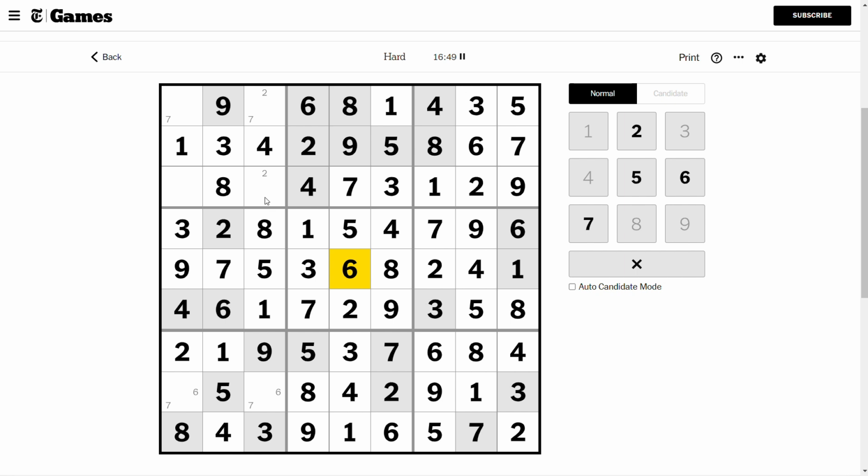And up here, 2 is eliminated from this cell. So in block 1, the digit 2 is forced into this cell, which makes this a 7. And the Sudoku puzzle is complete.